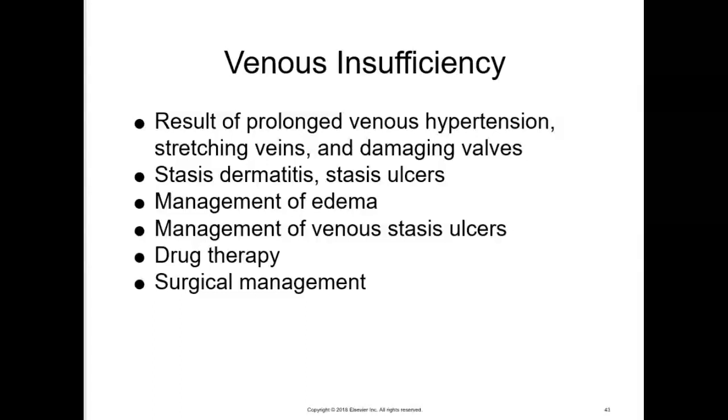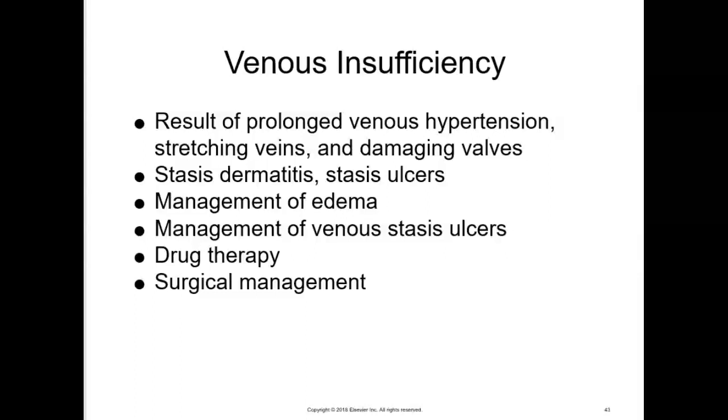This recording will go over venous insufficiency and varicose veins. Venous insufficiency occurs as a result of prolonged venous hypertension that stretches the veins and damages the valve. Valvular damage can lead to a backup of blood and further venous hypertension, resulting in edema and decreased tissue perfusion. With time, this stasis results in venous stasis ulcers, swelling, and cellulitis.